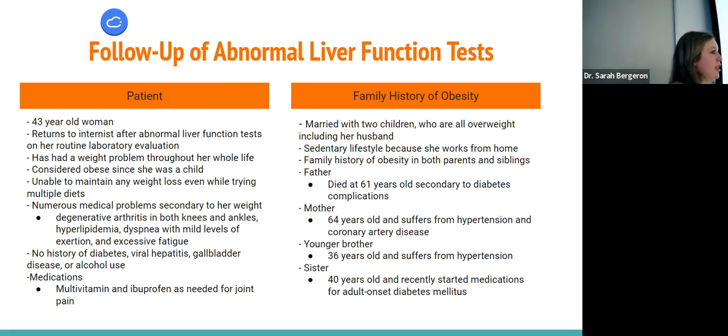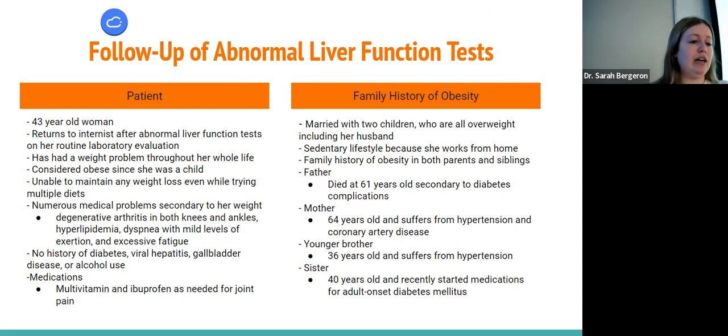She has numerous medical problems secondary to her weight. This does include degenerative arthritis in both knees and ankles, hyperlipidemia, so she has a high fat content in her blood, dyspnea, which is troubled or labored breathing at mild levels of exertion, and excessive fatigue. She has no history of diabetes, viral hepatitis, gallbladder disease, or alcohol use. Her current medications are a daily multivitamin and ibuprofen as needed for joint pain.